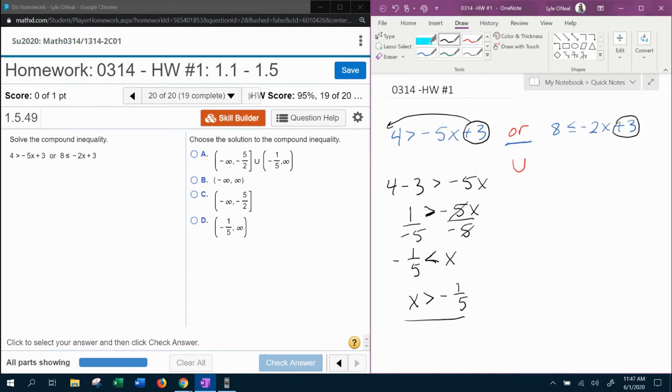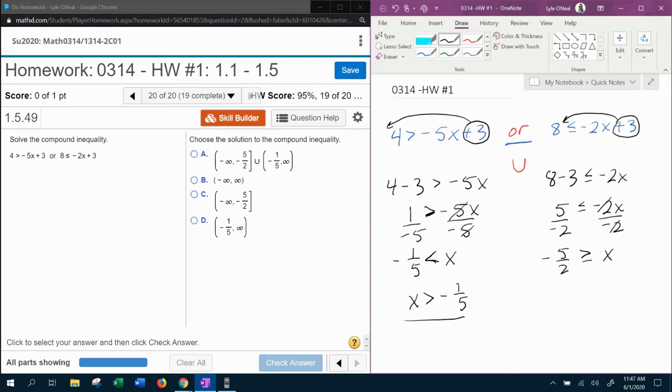On the other inequality, we're going to bring the plus 3 over. That's going to become 8 minus 3, less than or equal to negative 2x. 8 minus 3 is 5, less than or equal to negative 2x. And if I divide both sides by negative 2, in order to get the x by itself, remember I'm dividing by a negative, so the inequality has to flip. And a positive over a negative gives me a negative 5/2.